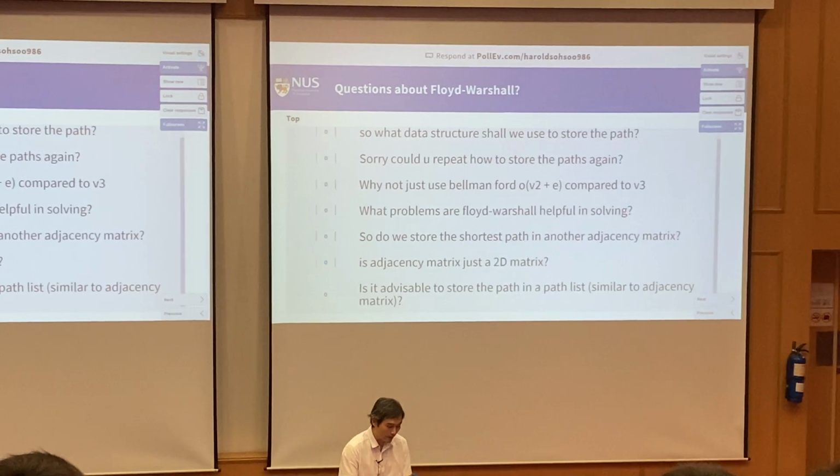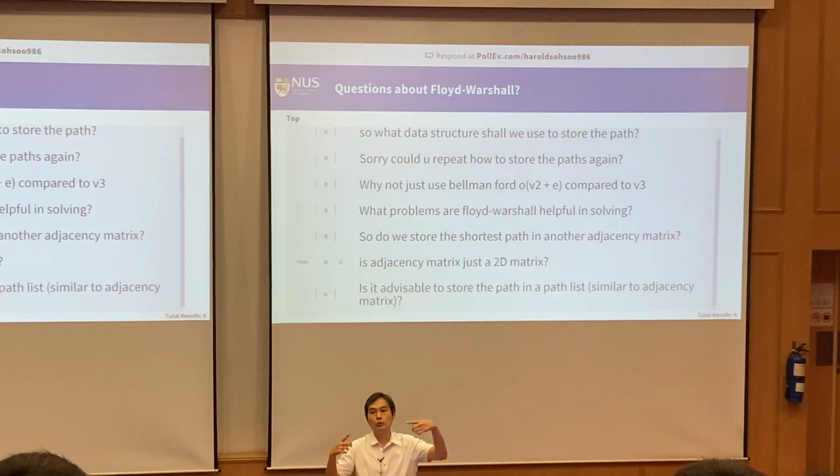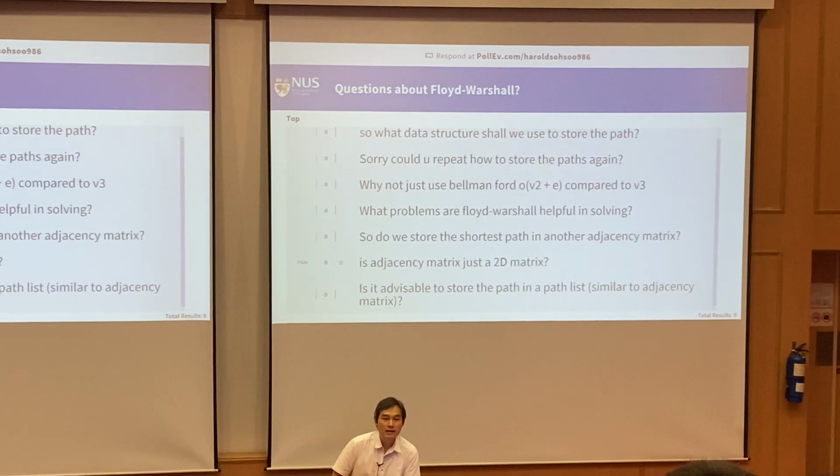Oh, okay. So this is a good question. An adjacency matrix is a 2D matrix, but adjacency has a very specific meaning. It means that you're storing the edges, the edge information. That's the adjacency matrix. A matrix is a more general term. You can think of it as a 2D array of numbers. So an adjacency matrix is a special case of a 2D matrix.